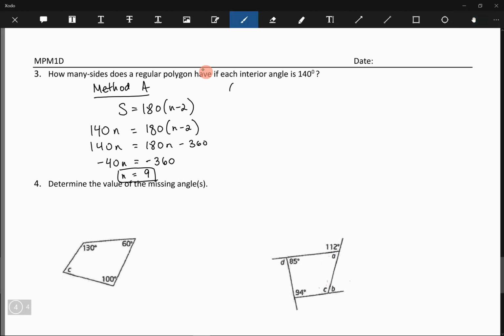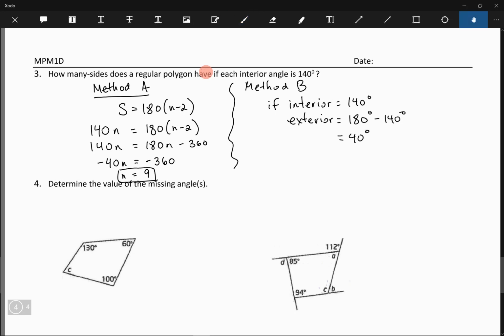Okay. Second method. There's a second method to do this. So method B. If I know my interior angle is equal to 140 degrees, by the supplementary angle rule, the exterior has to be 180 degrees minus 140 degrees, which is 40 degrees.